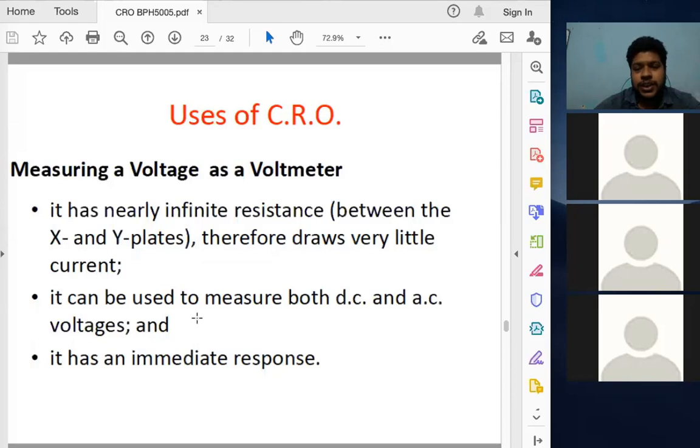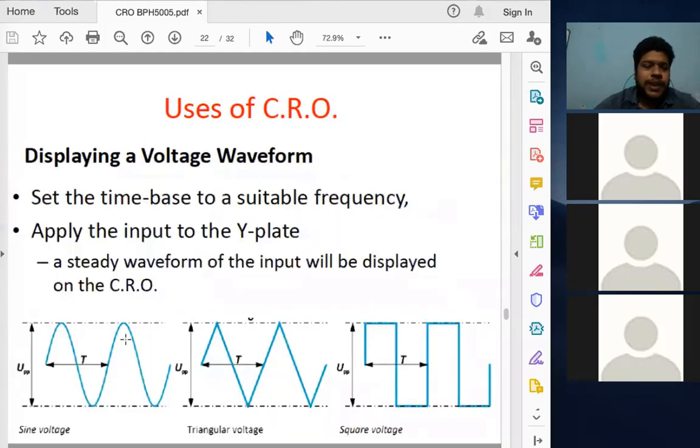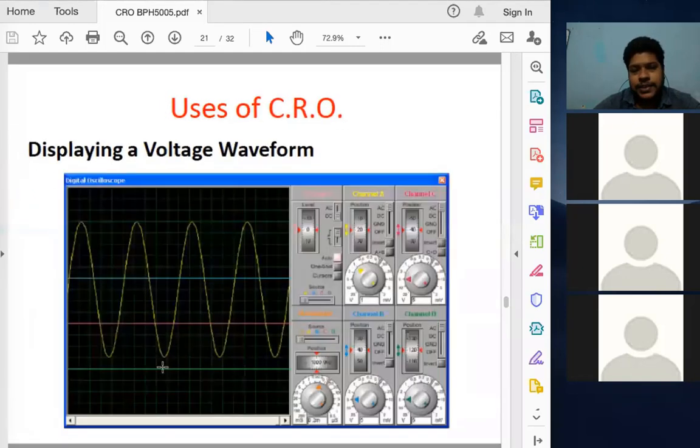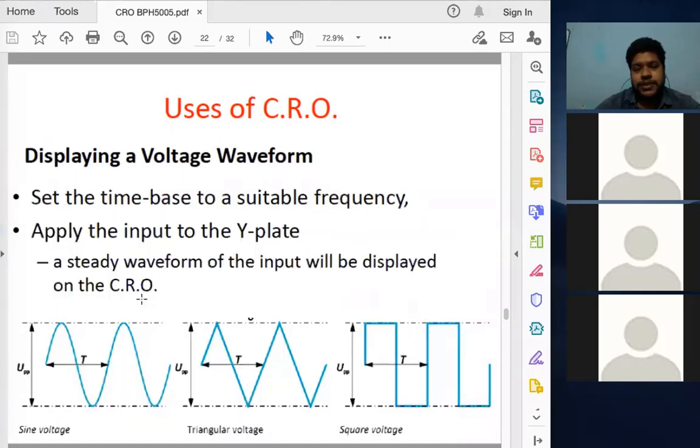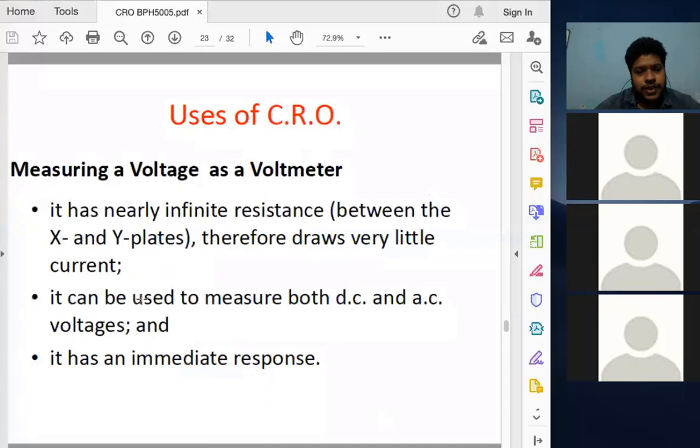For DC voltage, what we will have is a simple line on the screen. This is for AC voltage, when we have a sine wave. For DC voltage, we will have a line. So there is a constant voltage given for a reference. If we give DC voltage, it will show a line somewhere. From that we can measure the position of the line.